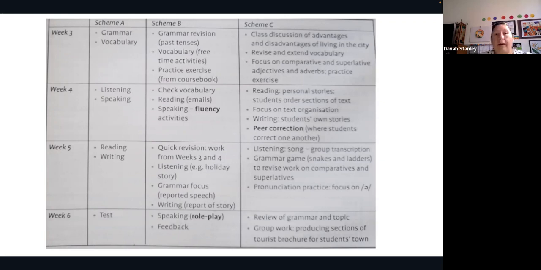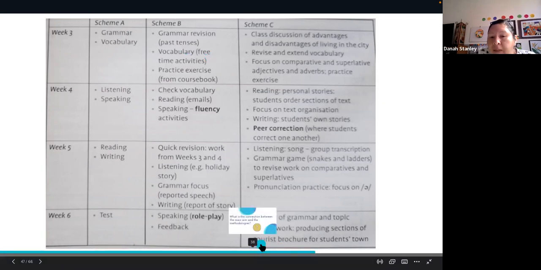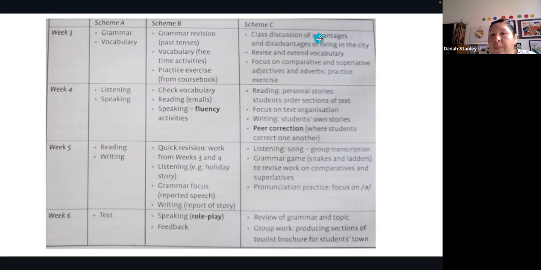Because I can also divide the methods not in one session. I can divide the steps in different weeks. For example, it would be presentation, practice, and production. Because here in the presentation, the main topic is a tourist brochure for a student's town. And in here, they begin with the discussion of advantages and disadvantages of living in the city.